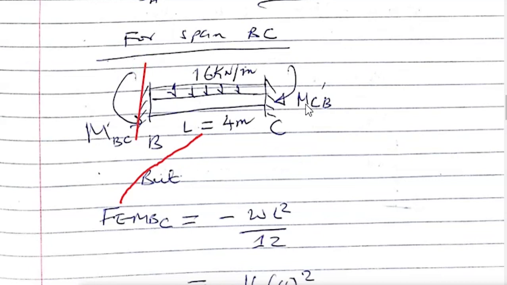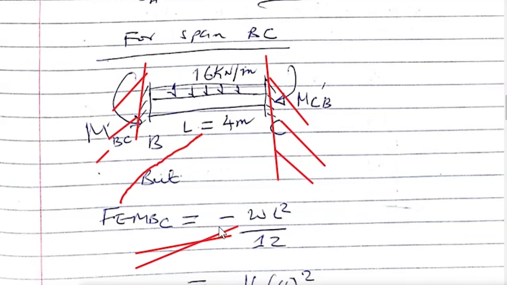Now this one is fixed at this end and this end, so it is a fixed support. Now the fixed end moment between B and C is accompanied by a negative sign: negative WL square over 12. This is the general formula for the fixed end moment for a uniform distributed load.